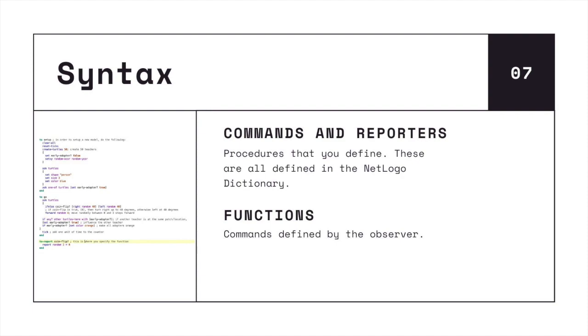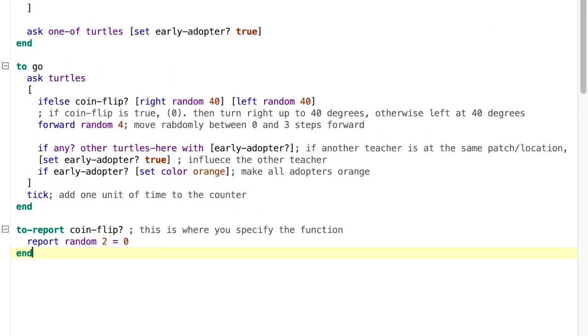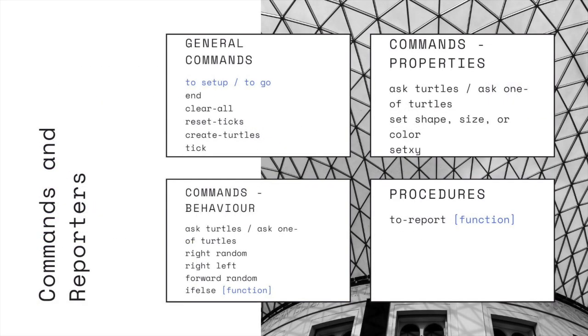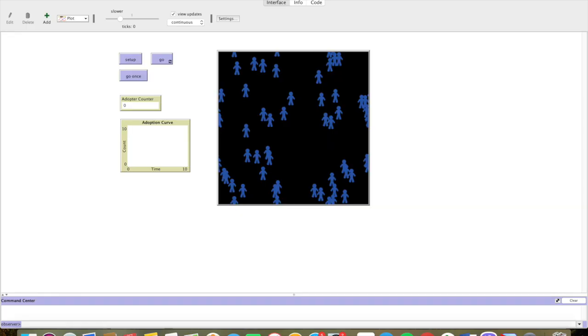The next component are the functions. These are commands defined by you, the observer. One example on the left is the coin flip function. There isn't really a coin flip function in the NetLogo dictionary. This is something that you create and you define within your code. I just listed down some of the commands and reporters that I used for the NetLogo adoption model that I created. Okay, so let's look at the model.